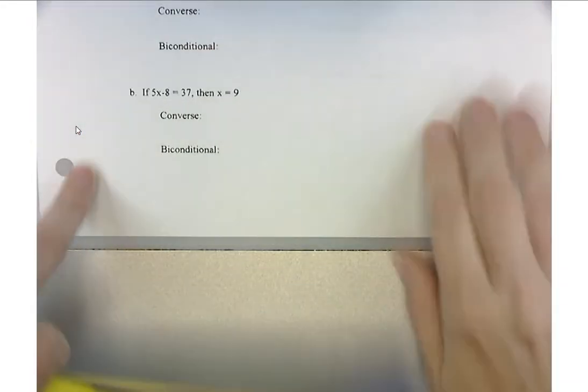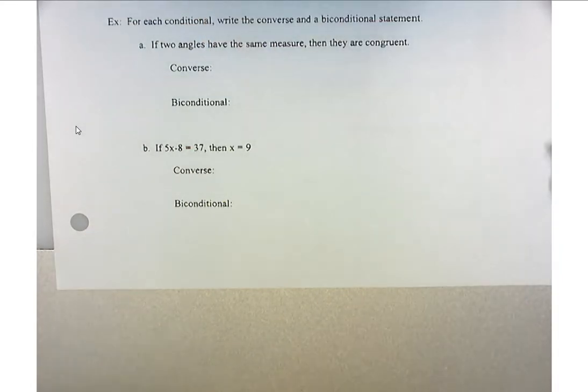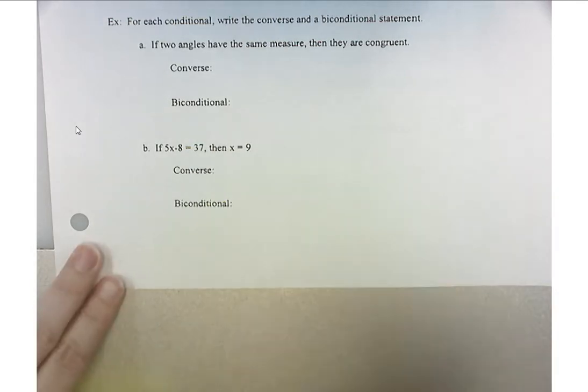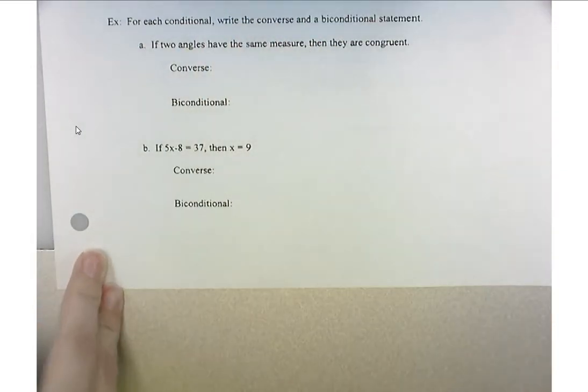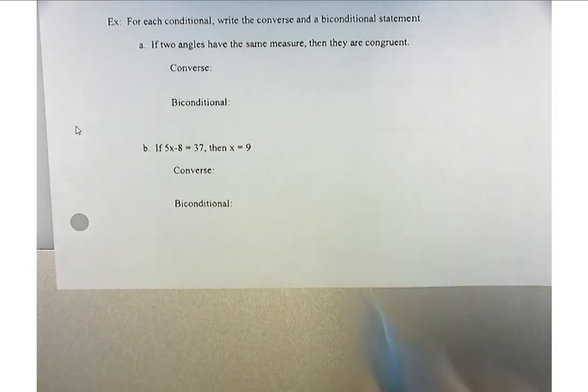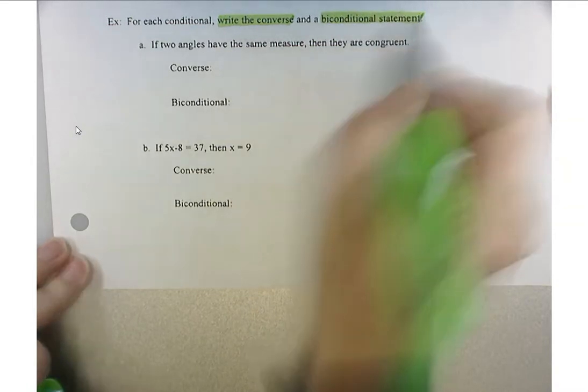So for our next example, it says for each conditional, write the converse. And it should say as a biconditional statement. So let's change that. For each conditional, you're going to write the converse and a biconditional statement. So you're going to write both. Let's underline our directions. For each one, we have to write the converse and a biconditional statement.